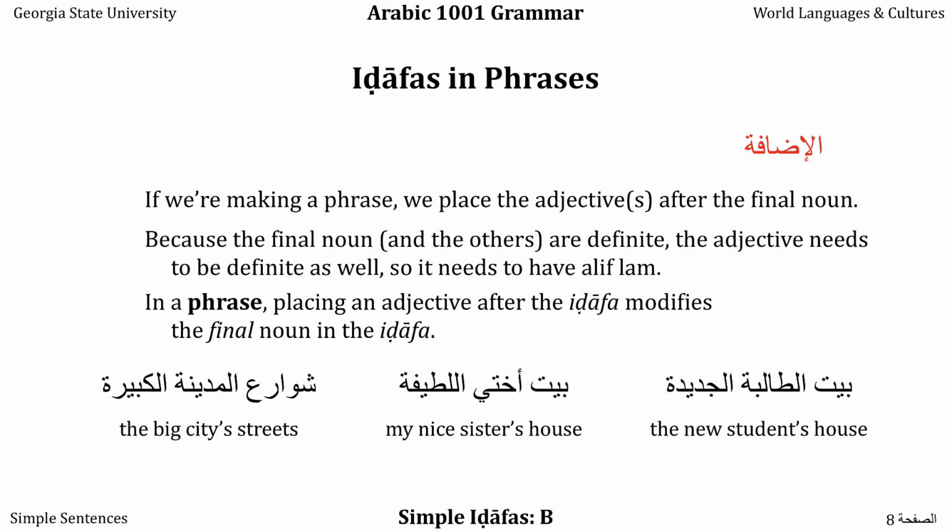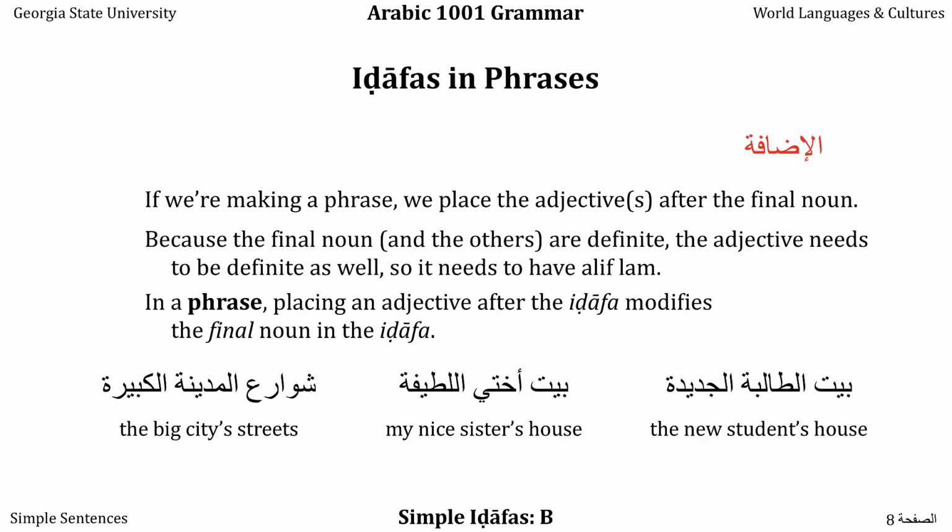So, Beit at-Taliba al-Jadida, the house of the student, the new, or the new student's house. Beit ukhti al-Latifa, the house of my sister, the nice, or my nice sister's house. Shawari' al-Madina al-Kabira, the streets of the city, the big, or the big city's streets.